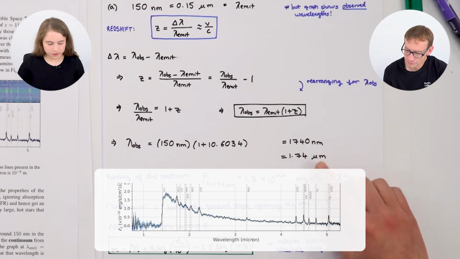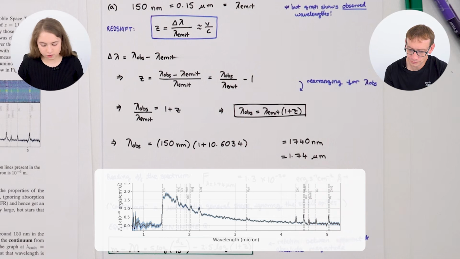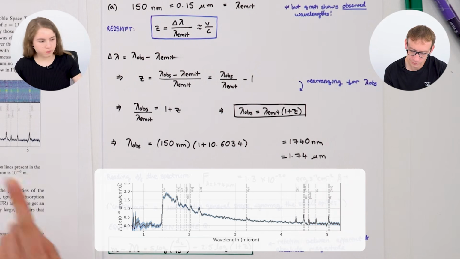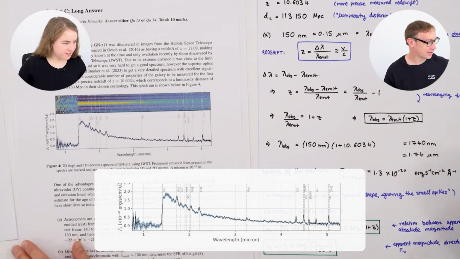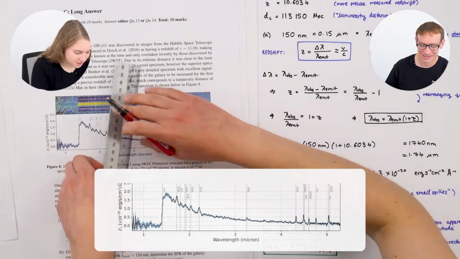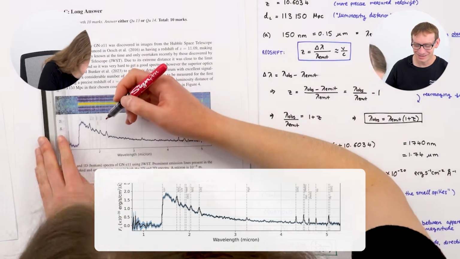So we found the observed wavelength. They said measure the spectral flux density. So we go to this graph and we measure the spectral flux density. I mustn't mess this up. I'll need a ruler. So this is one go. Yeah, one take. I mean, I have a pencil, but it's more fun this way.